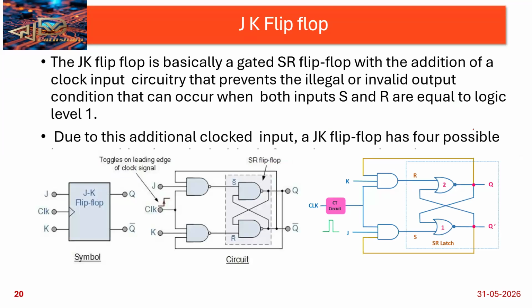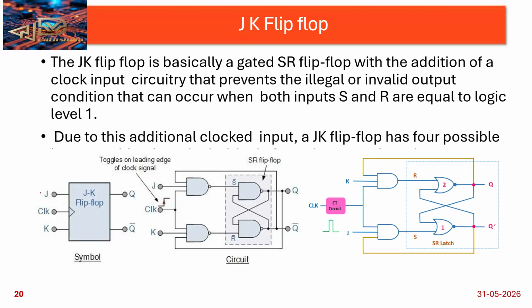JK flip flop. In the SR flip flop we are having some invalid condition, right? So whatever the illegal condition is there, that will be avoided in this JK flip flop. Okay, in this JK flip flop toggling will be there. Toggling means 0 will be converted to 1, 1 will be converted to 0. That feature is there in the toggle or leading edge of the T flip flop, JK flip flop.